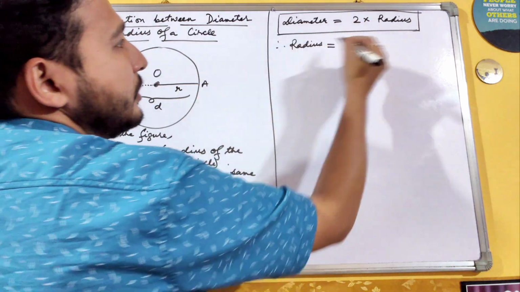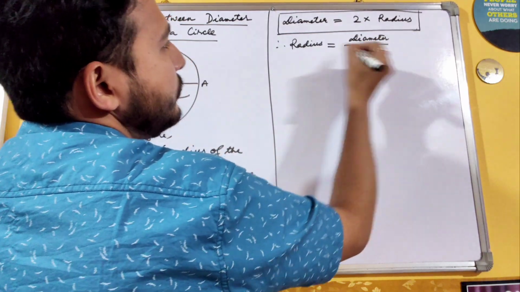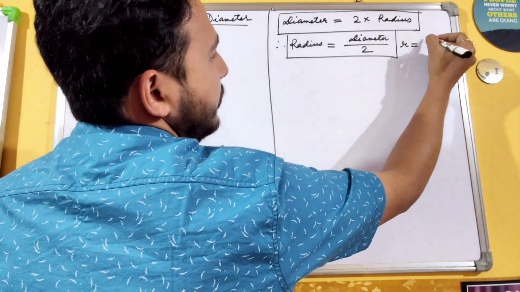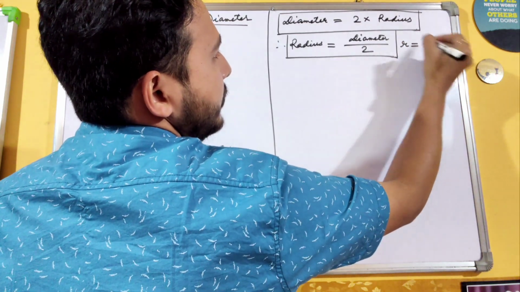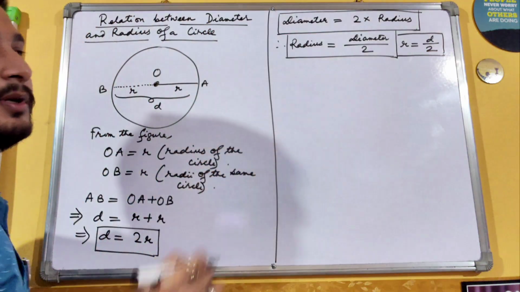2 goes down, diameter by 2. This is how you find out radius, which is R equal to D by 2. That's a simple expression. We can find out radius from diameter by 2.